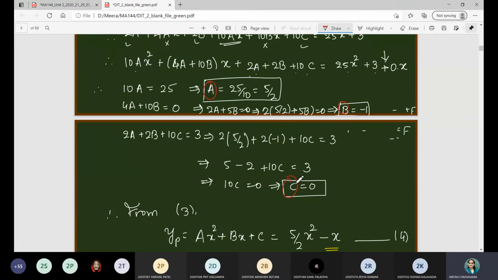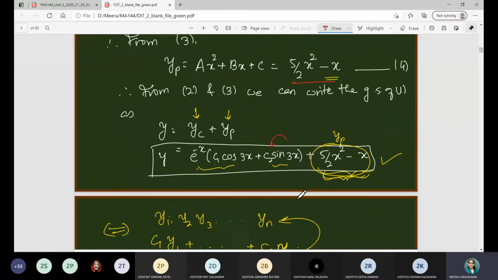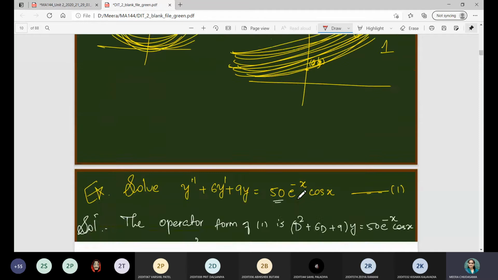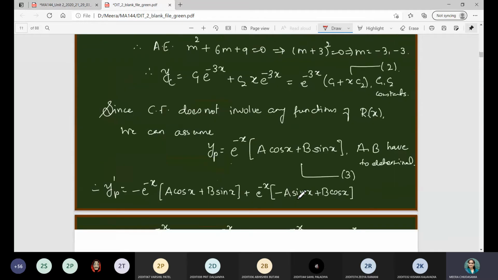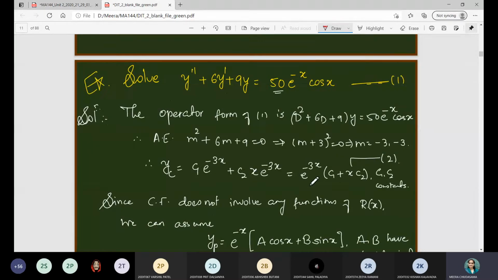By substituting those values in yp, you will get the particular integral, and when you add it to the complementary function, you will get the general solution. So this is the flow of the method of undetermined coefficients we have seen. And in both of these cases, you have observed the functions over here are e raised to minus 3x and x into e raised to minus 3x. Neither of them is involved in the right hand side function, so we can directly assume that one.